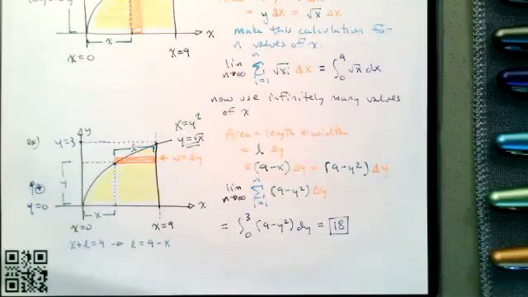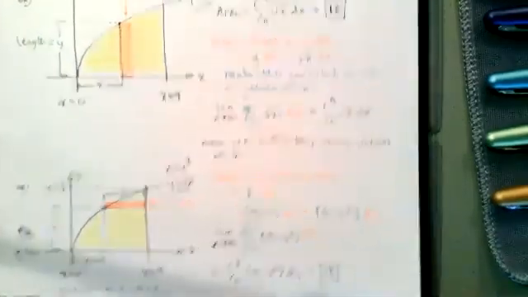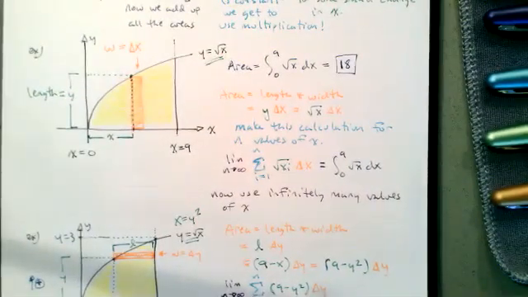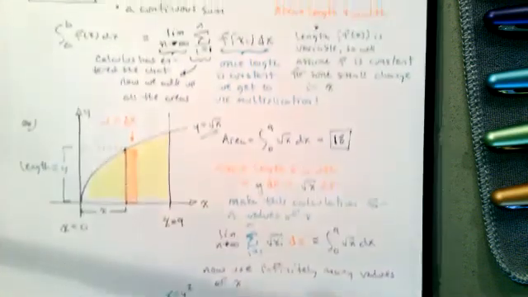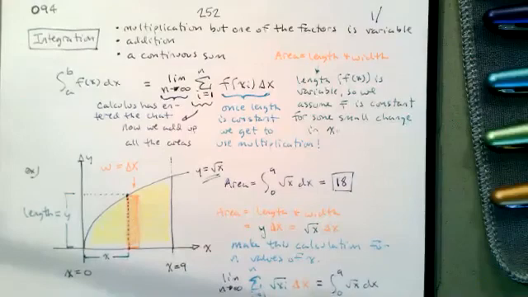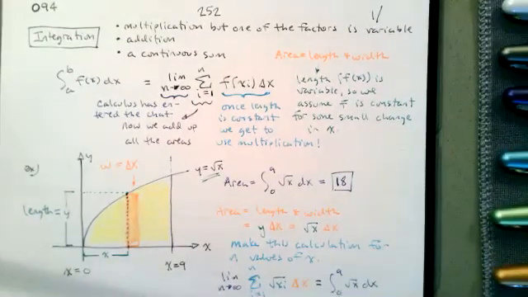All right. So that was a little bit of a review, going back to some problems that we definitely have known how to do for a while. But I wanted to go into the thinking that goes behind that calculation. Integration is multiplication, but one of the factors is variable. So integration is addition. You'll see this also as accumulation. The calculus portion is we are calculating a continuous sum rather than a discrete sum.